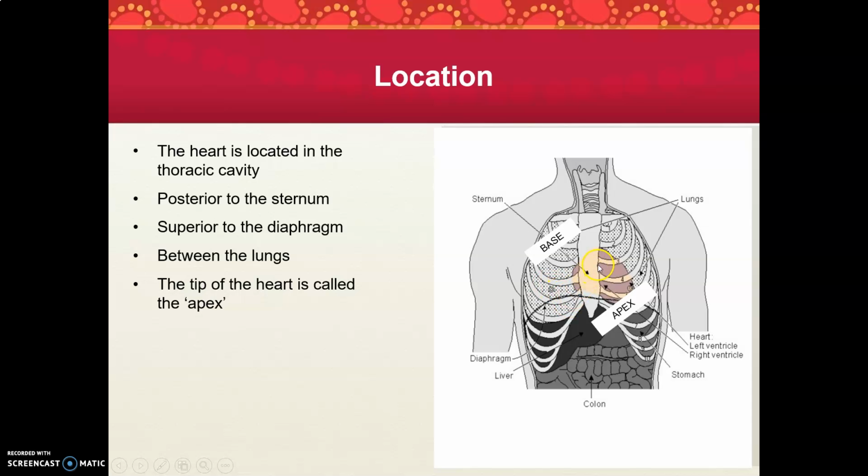It is present posterior to the sternum. Sternum is the central bone in the rib cage. So it is present at the back of the sternum. It is present superior to the diaphragm. The diaphragm is the muscular organ which separates the thoracic cavity from the abdominal cavity. So it is present superior to this diaphragm. The tip of the heart is called the apex.